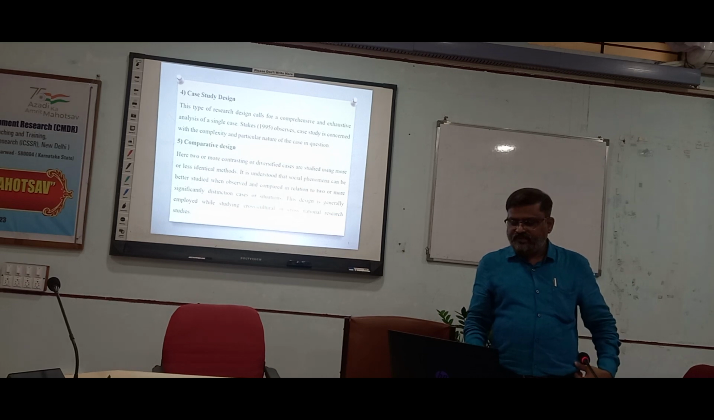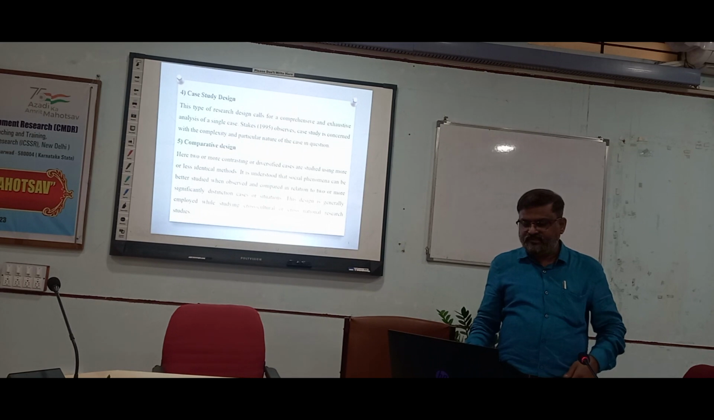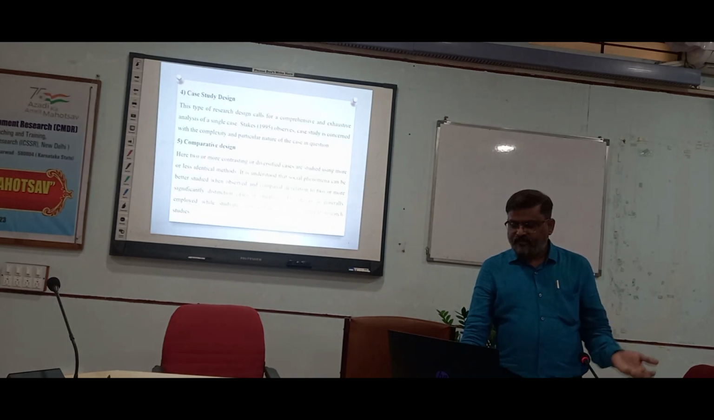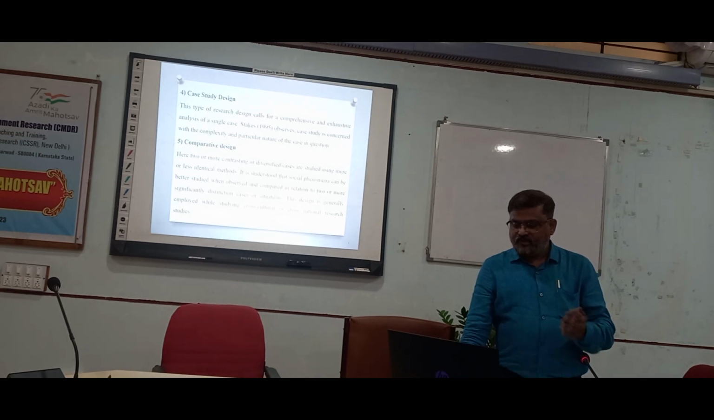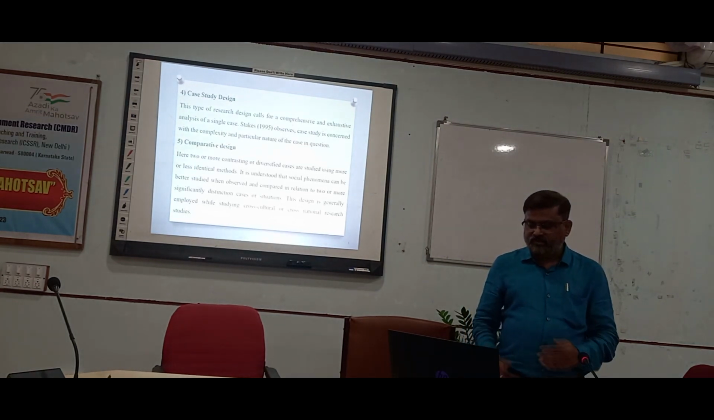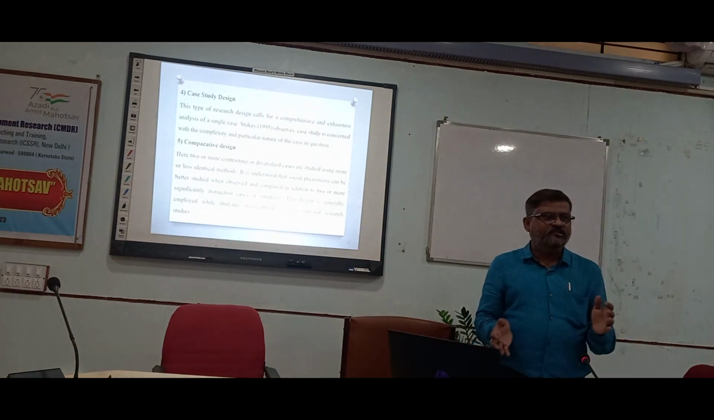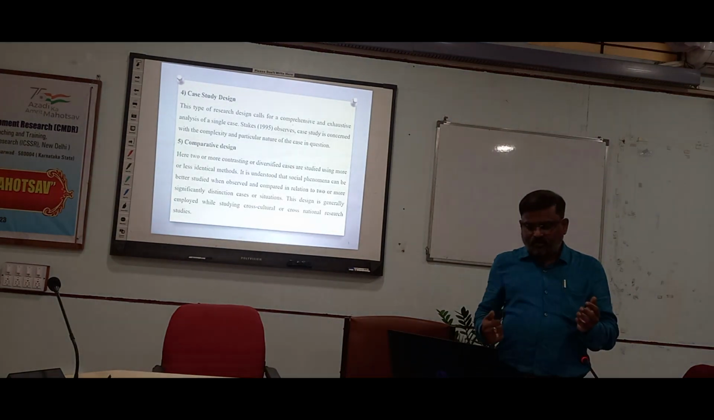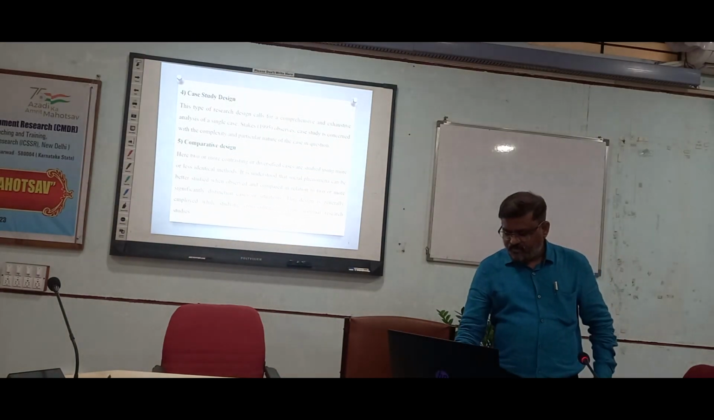Then case study design. Case studies we already told you about; based on the case study design we understand certain complexities of the problem. Then comparative design, comparing one situation or model to another situation. We can compare one or more significantly distinct cases, and based on the comparison we can draw certain results from the observation.